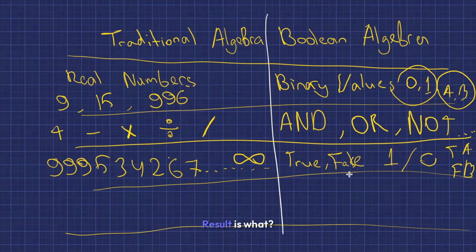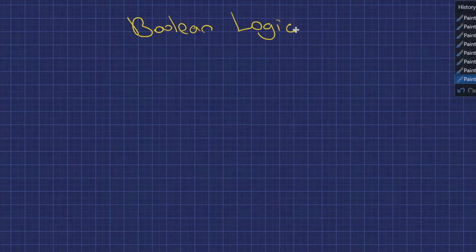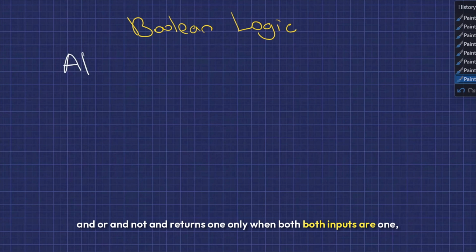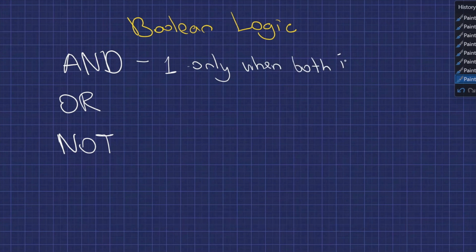And the result is what? In traditional algebra, the result is a numerical computation. And in Boolean algebra, the result is a logical decision. As a beginner in Boolean logic, first we will learn about AND, OR, and NOT. AND returns 1 only when both inputs are 1.